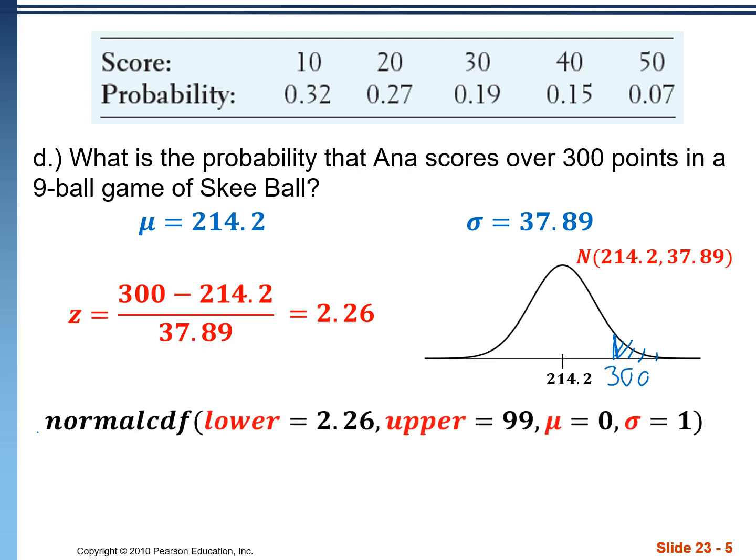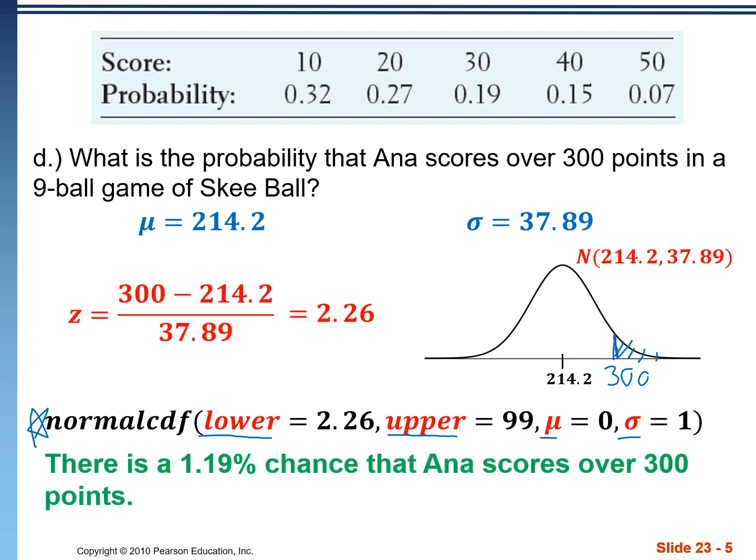Now, you don't have to write this. A lot of you do. I'd recommend you don't. If you do write it, you need to write these labels. You can't just write it with the numbers filled in. You have to write what each of those numbers is representing. Okay, that's going to give us 1.19, which is our answer.